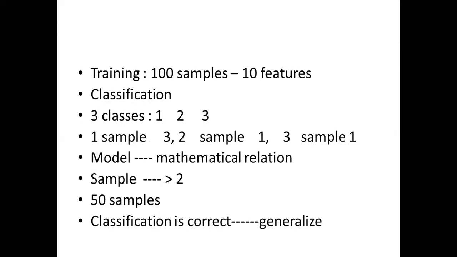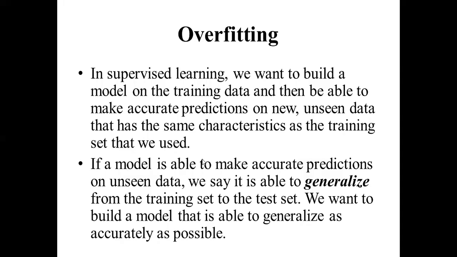Here the meaning is that whatever the 50 samples I'm taking, each of them should have the same features. If I'm having 10 features, the same 10 features should be held by the 50 new or unseen samples. So it should have the same set of features, the characteristics of the training set that we have used.